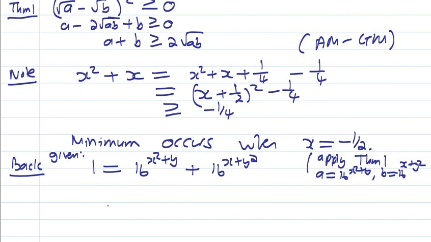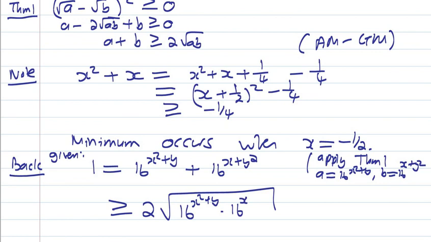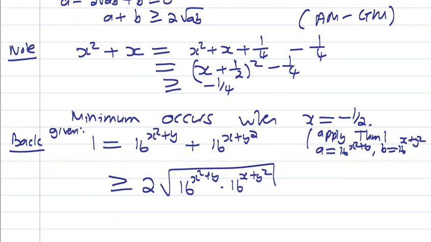So we know it's greater or equal to twice the square root of 16 to the power x squared plus y times 16 to the power x plus y squared. And who can tell me what's the square root of 16? Without a calculator? Yes. So it becomes 4 to the power x squared plus x plus y squared plus y.